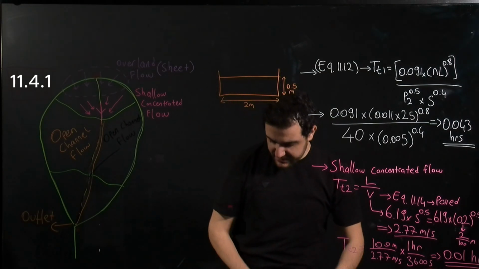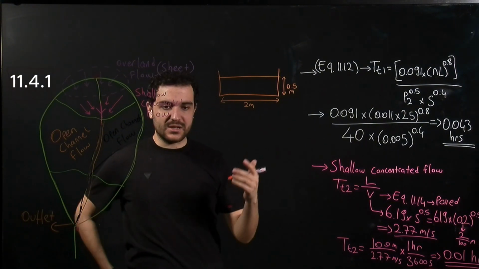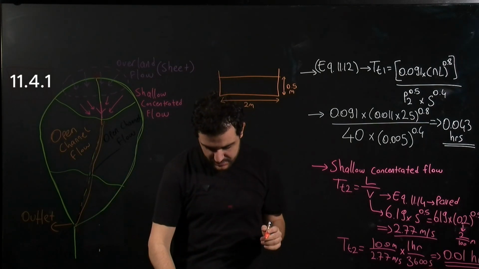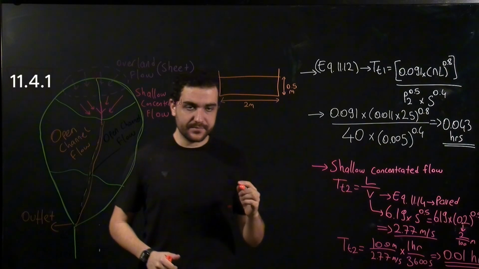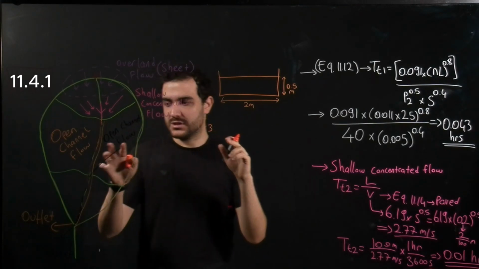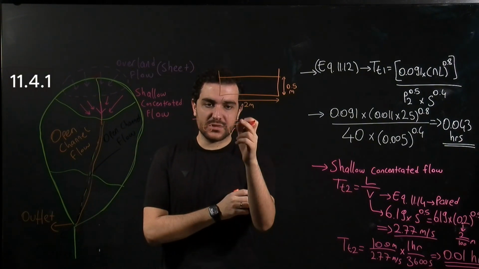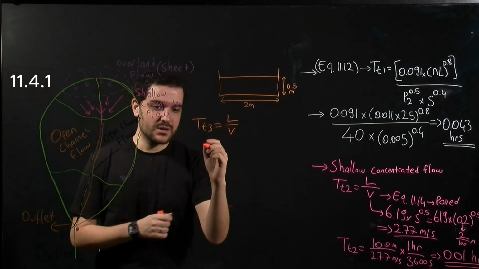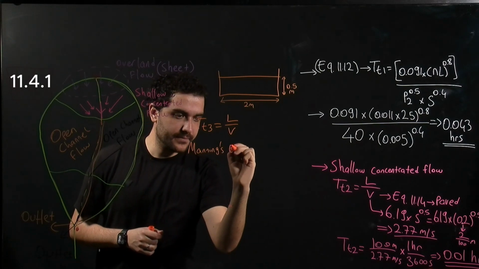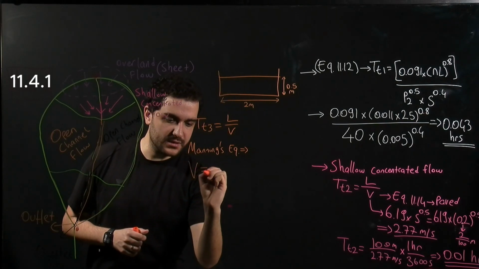Okay, finally let's focus on the open channel flow. It is very similar to what we did in previous weeks, because this is also an open channel flow. So we will apply Manning's equation. For open channel flow, the travel time is length over velocity, and we know the length but we don't know the velocity. Therefore we are going to use Manning's equation for velocity.